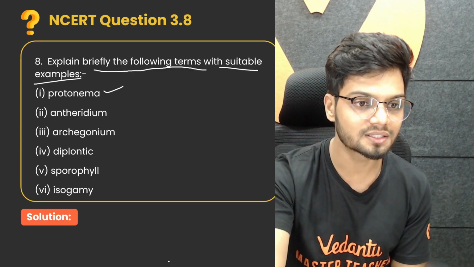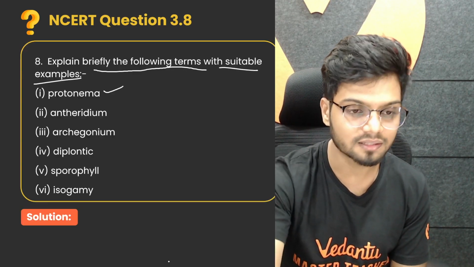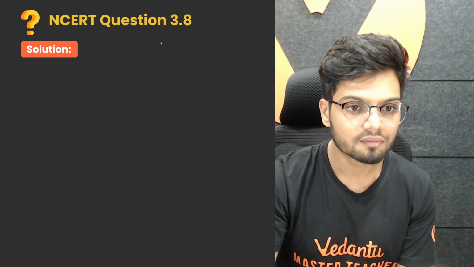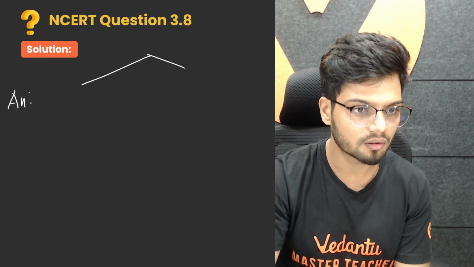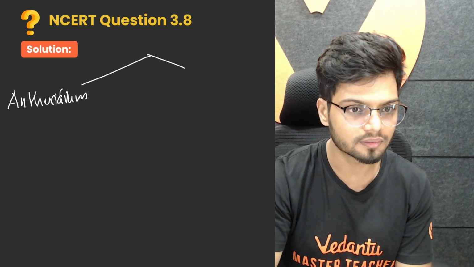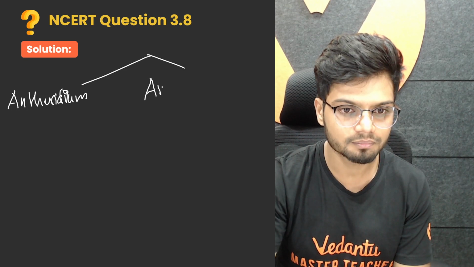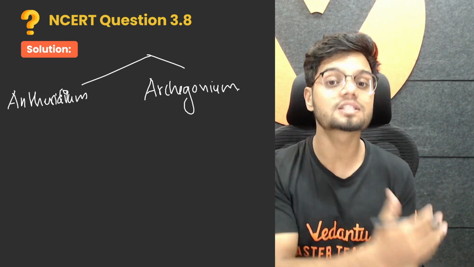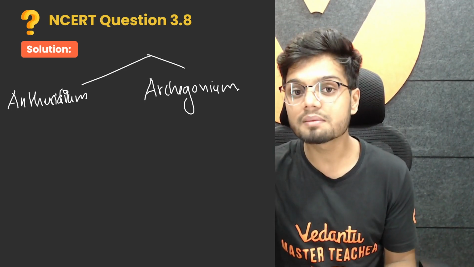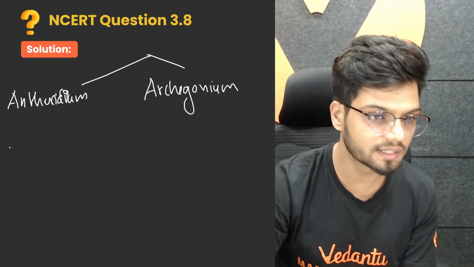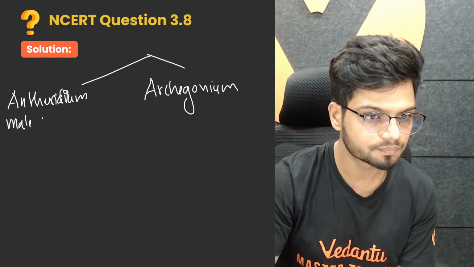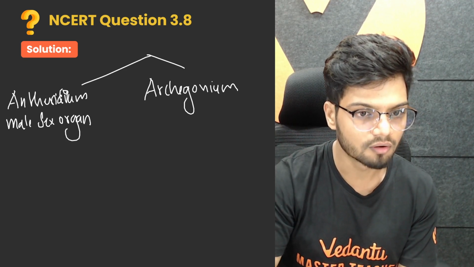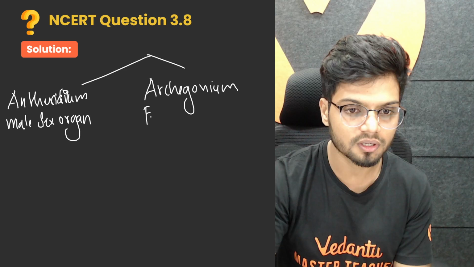Now, next is the antheridium. Let's understand antheridium as well as archegonium together because they are related in terms of the definition as sex organs. First, we have antheridium, pardon my handwriting. Then you have archegonium. Now, antheridium is the male sex organ while archegonium is the female sex organ. That is the first difference.